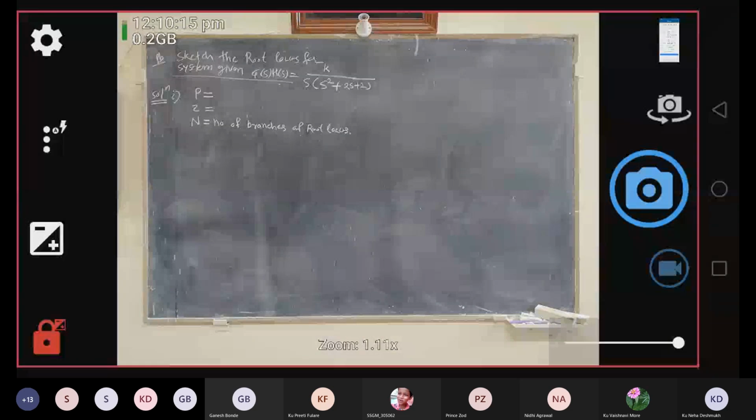How many poles and how many zeros are there in this transfer function? We just compare this transfer function with the standard pole-zero form representation of a transfer function. We have seen in the previous unit, the numerator terms represent the zeros, the denominator terms represent the poles.